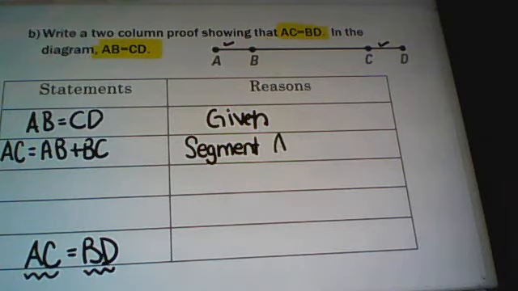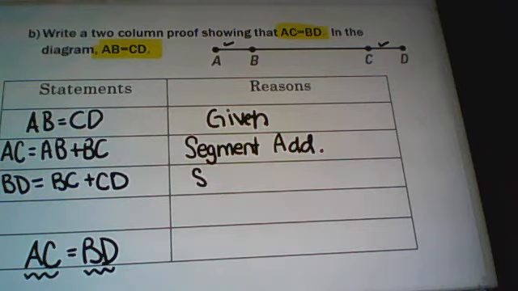So segment addition. You do the same thing, but instead of using AC, I'm going to write segment addition using BD. So using our picture, we know that BD is equal to BC plus CD. And again, our reason here is segment addition. So segment addition, BC and CD added together is equal to BD.